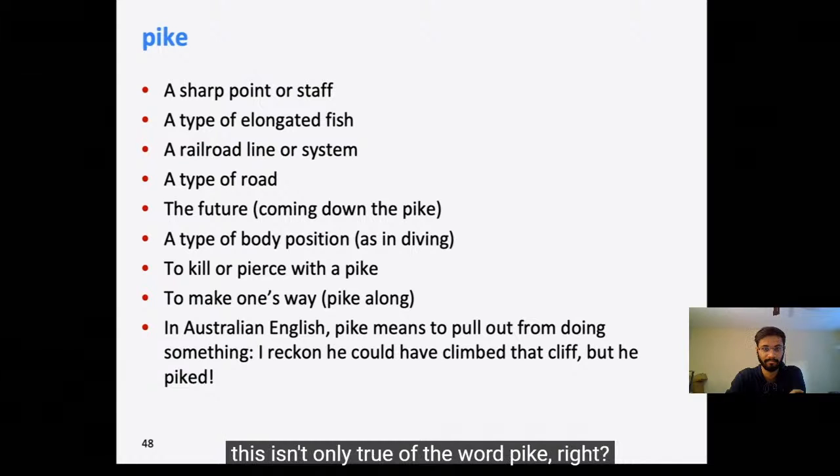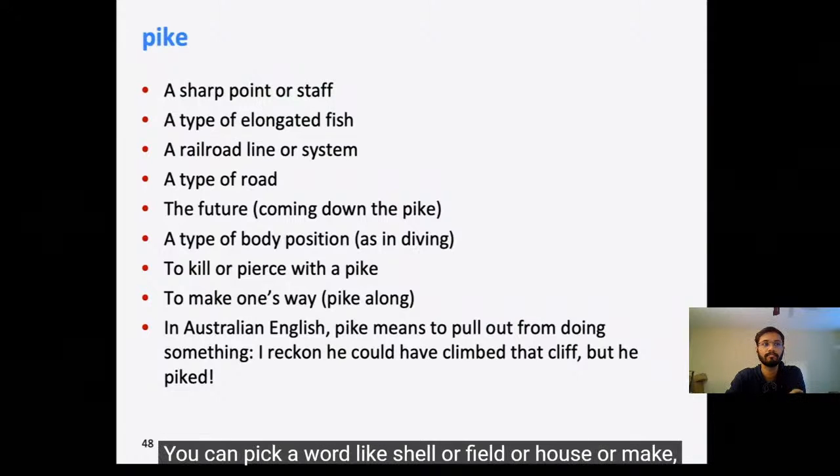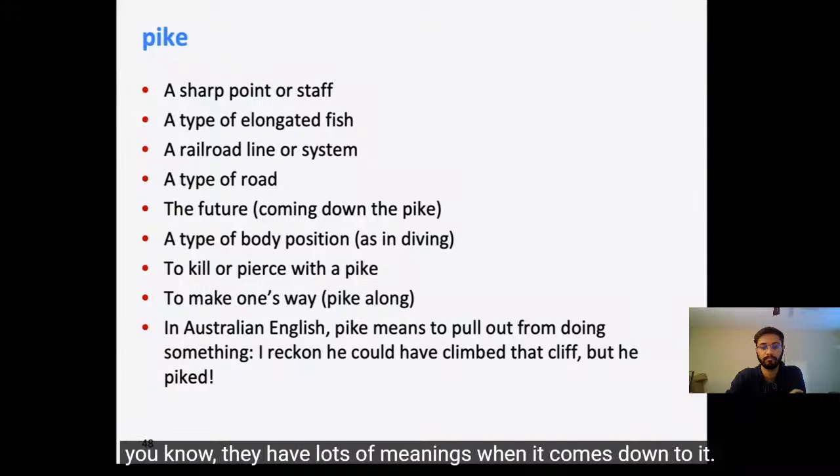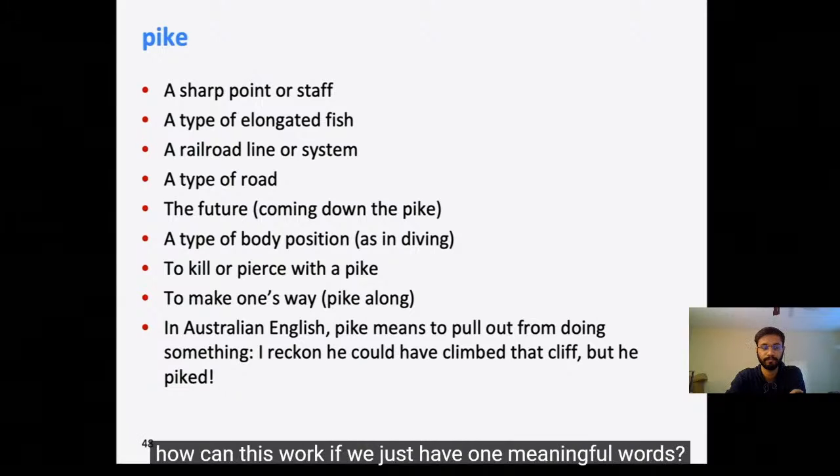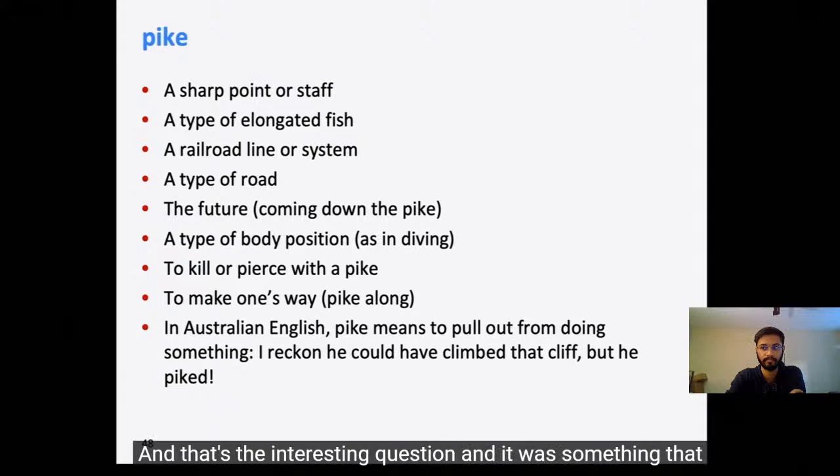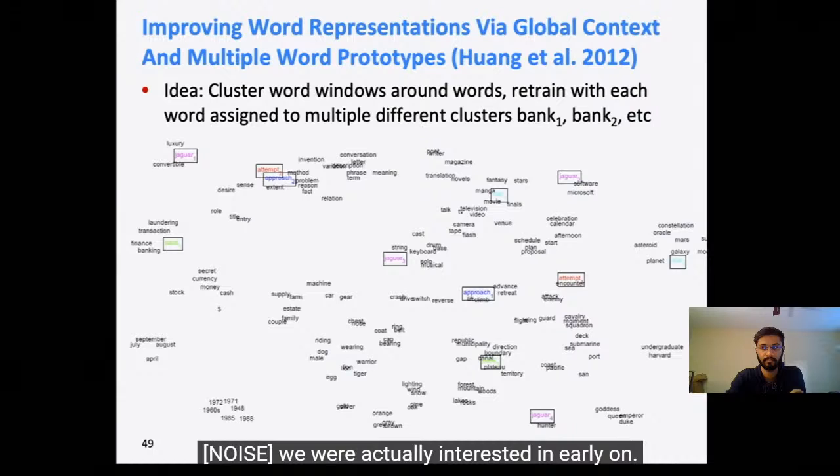And this isn't only true of the word pike, right? Pick any other simple word. You can pick a word like shell or field or house or make. They have lots of meanings when it comes down to it. So how can this work if we just have one meaning for words? And that's an interesting question. It was something that we were actually interested in early on.